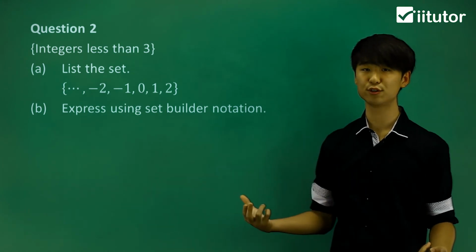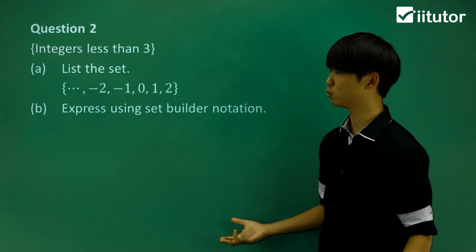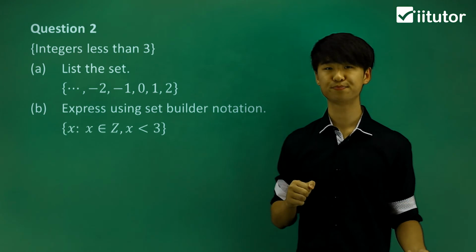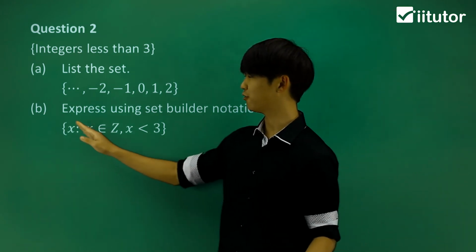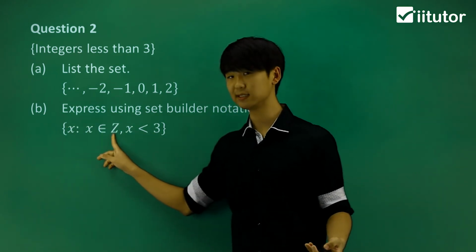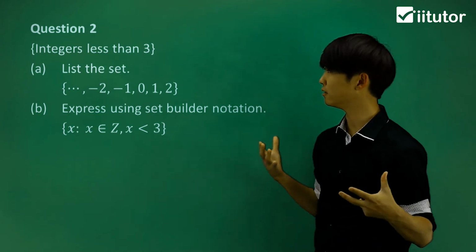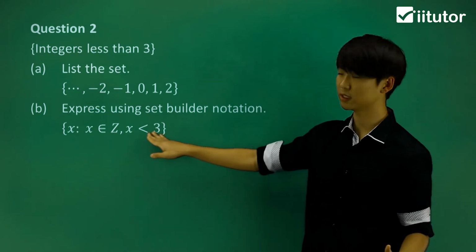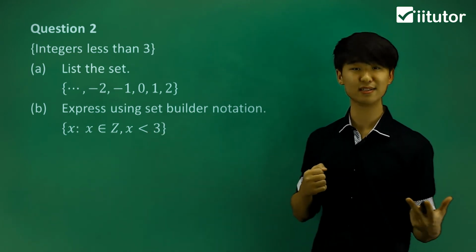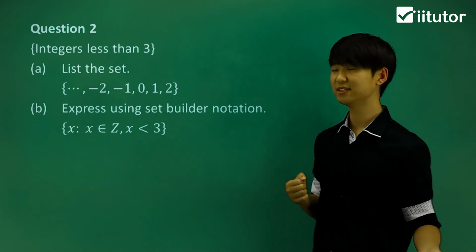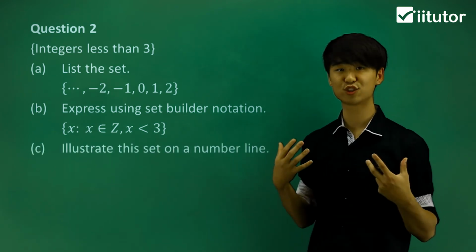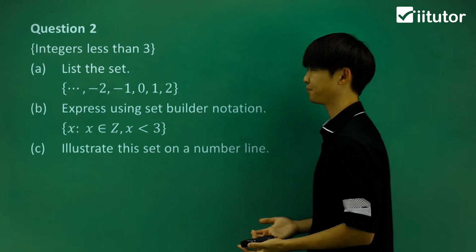If I want to try and do this, I want you to have a go as well, and we'll take a look at the answer. So this is what it is. For my given x values, again, x is a part of my integers, then we're going to describe it as saying x is less than 3. Now in part C, let's try and illustrate this set on a number line.